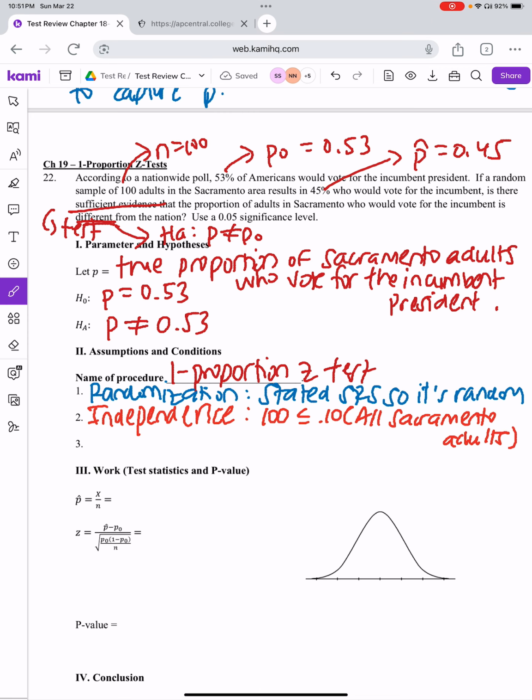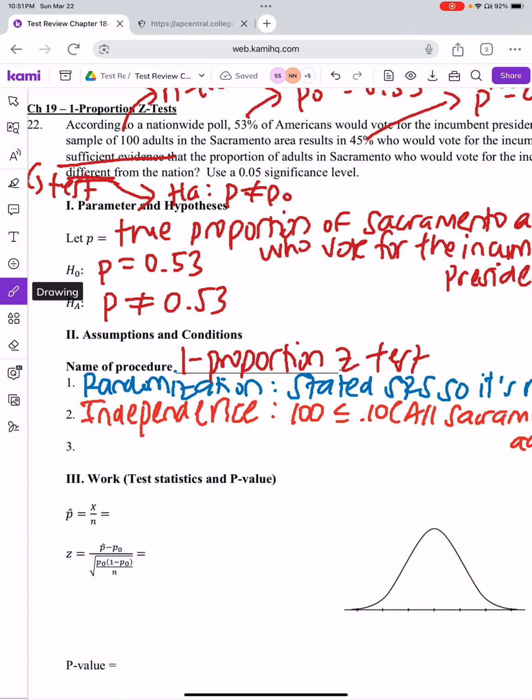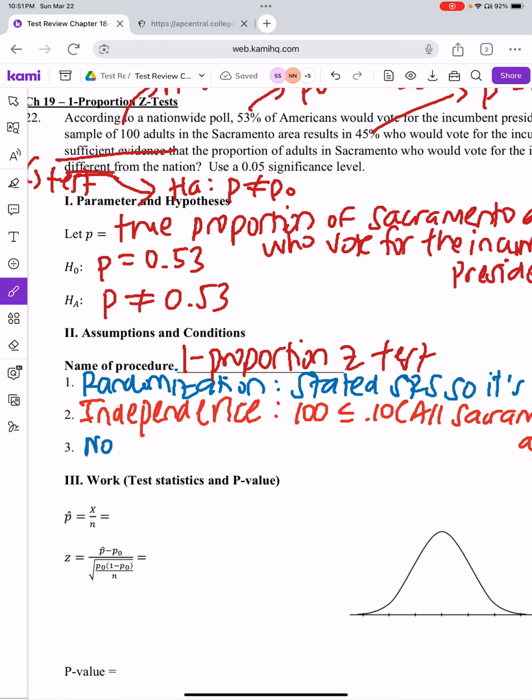So for number three, we need to check for normality. Do we have a large sample size? To do that, for a confidence interval you check n p hat, but for a test, you check n p naught and n(1 minus p naught) is greater than or equal to 10. So this one's pretty straightforward.